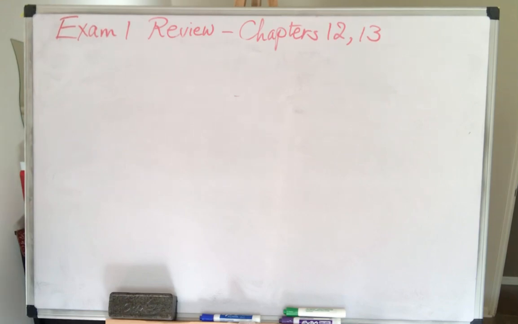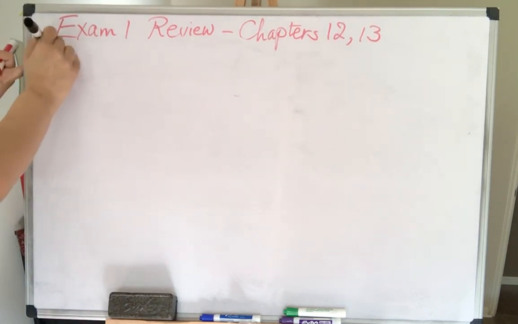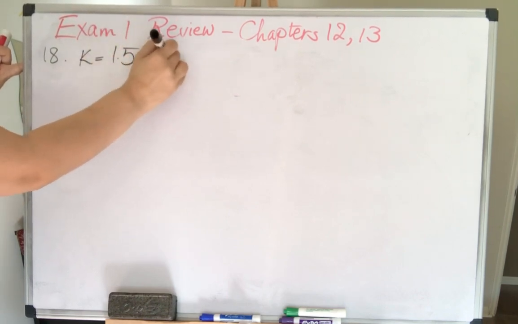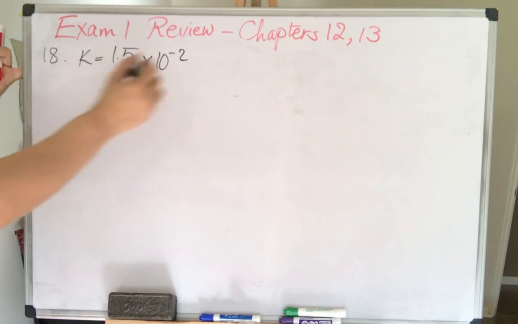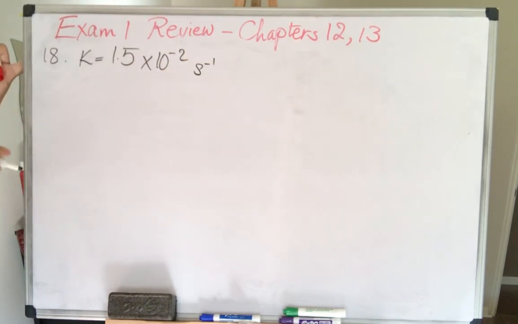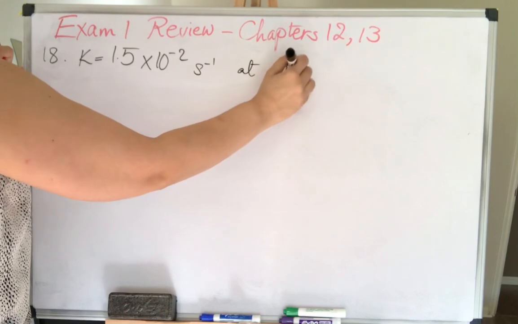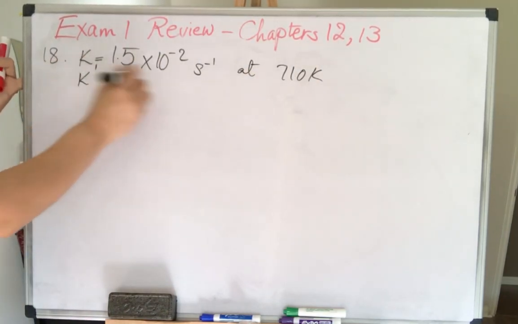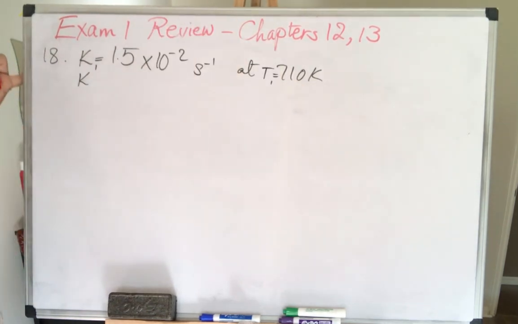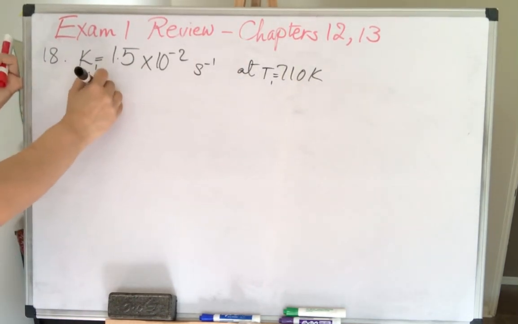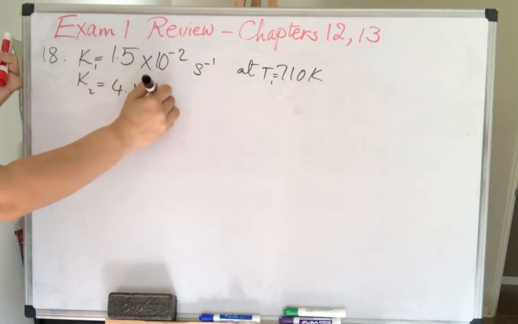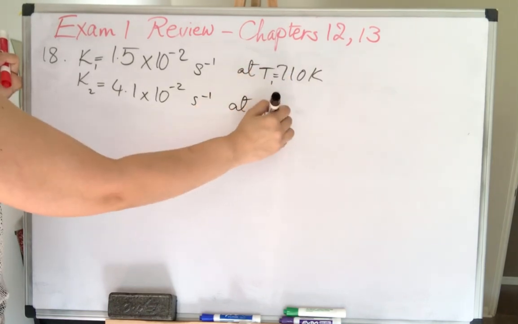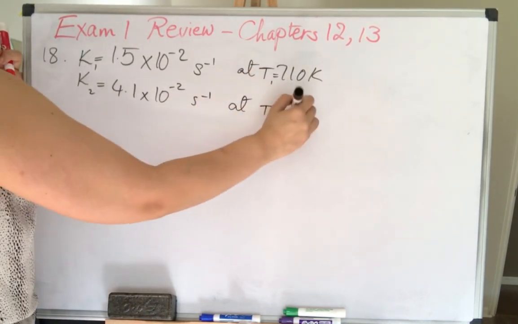The rate constant for a first order reaction is 1.5 times 10 to negative 2 per second at 710 Kelvin, and this is k1 and T1, and k2 is 4.1 times 10 to negative 2 per second at second temperature 884 Kelvin.